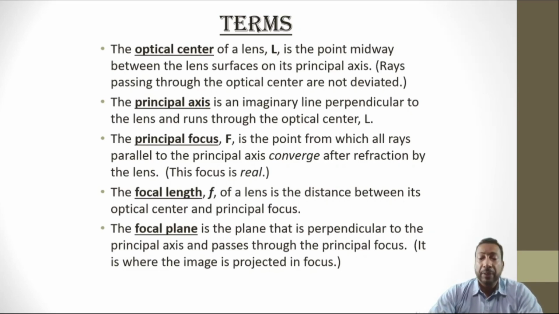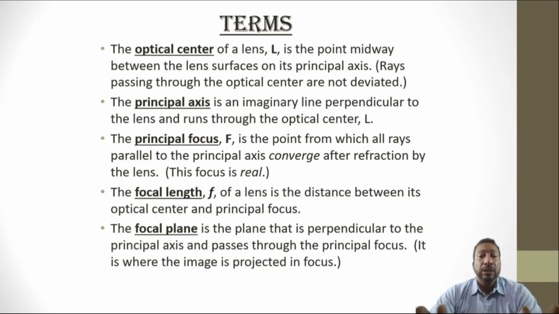First one is the optical center, which we denote as a capital L. It is the point midway between the lens surfaces on its principal axis. The rays passing through the optical center are not deviated. That is a special point in a lens.